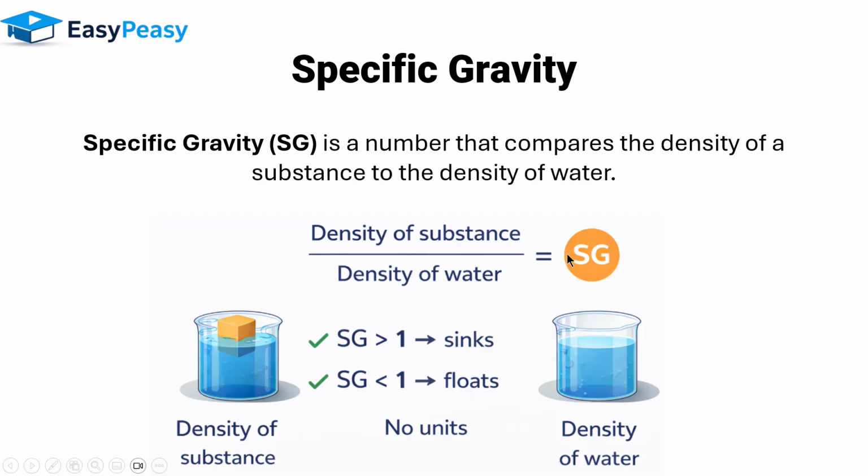If the value of specific gravity is greater than 1, then that substance is going to sink in the water. And if the value of specific gravity is less than 1, because 1 is the density of water, so that substance is going to float on the water. Now, this is a ratio or a comparison. That's why it doesn't have any unit as well.